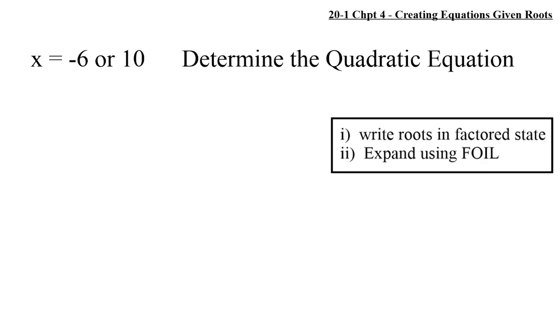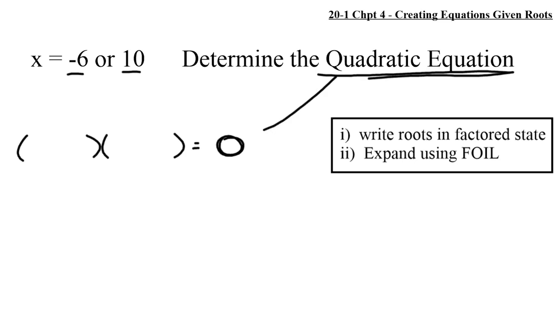Let's take a look at another example. I don't believe this one is in the booklet, but it's another one with nice whole numbers. So again, x is negative 6 or x is 10. Well, we need the factored state. And it has to equal 0 because that's what a quadratic equation equals, is the 0.